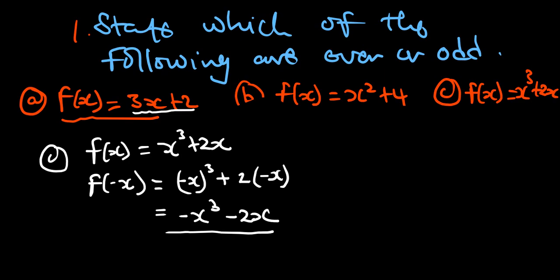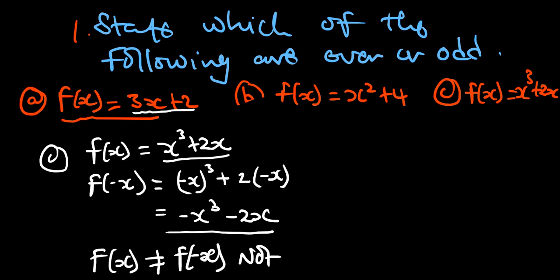So we see that f of minus x and f of x are not equal. So f of x is not equal to f of minus x, meaning not even. So the function is not even. All right, so let's try to prove if it's odd.